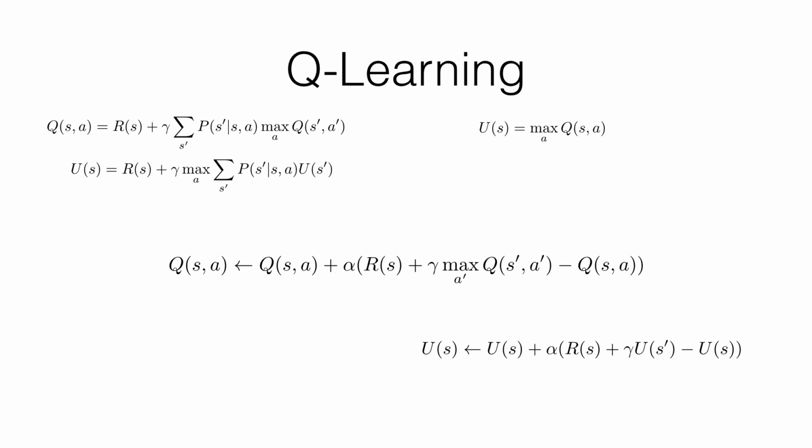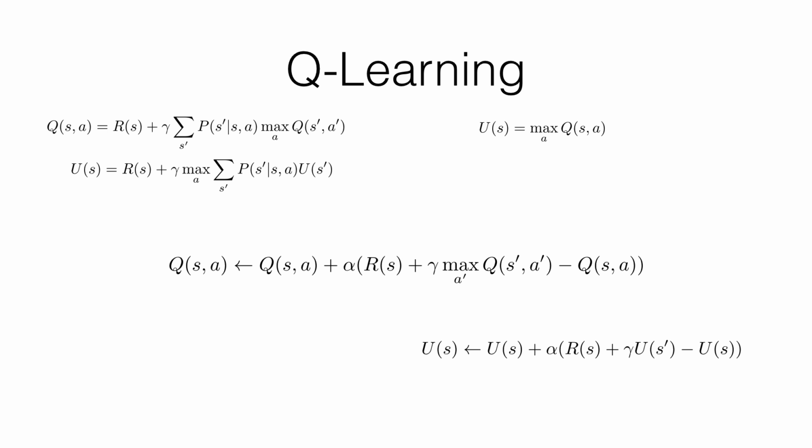So the R of S plus gamma times max over A prime of Q, that thing is the sample of what you observe. That's going to be what happens when we make the transition from S to S prime. And then we compare that to our current estimate of Q of S and A, and if that's too big, we increase Q of S and A, and if it's too small, we decrease. So it's pretty much the same concept, right?